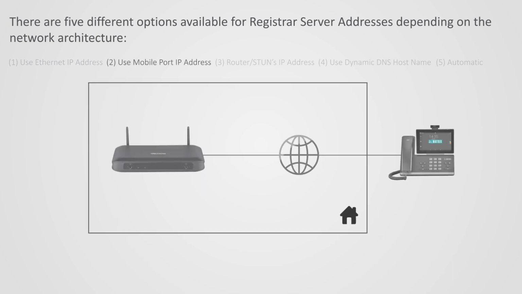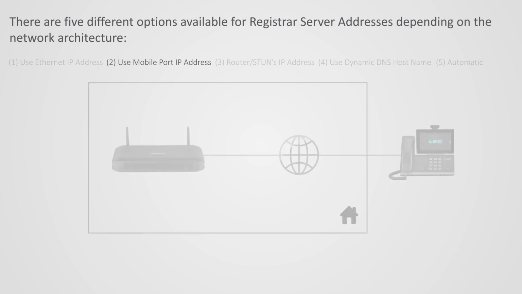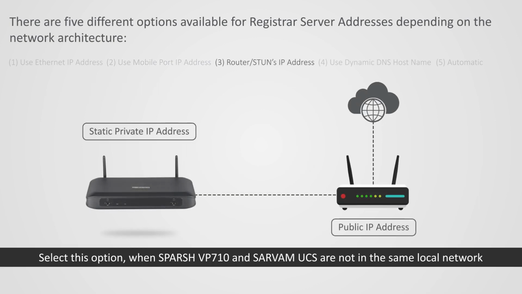2. Use mobile port IP address. Select this option when SPARSH VP710 and SARVAM UCS are not in the same local network and SARVAM UCS is connected to the Internet over mobile WAN. 3. Router or STUNS IP address. Select this option when SPARSH VP710 and SARVAM UCS are not in the same local network and SARVAM UCS is connected behind a router or firewall.